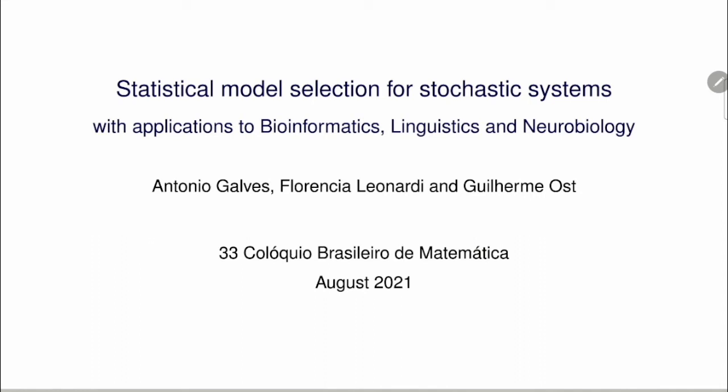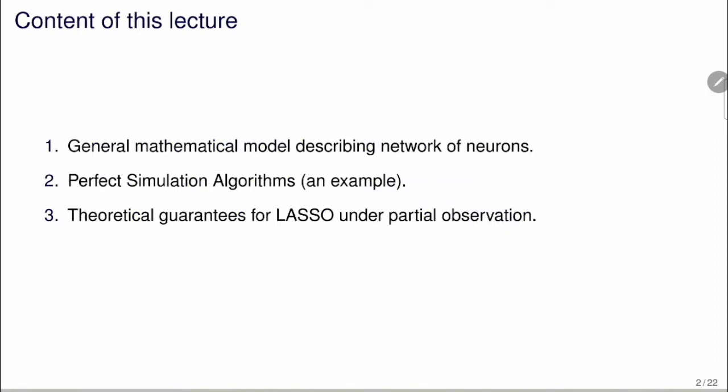Welcome everyone to the last lecture of the course Statistical Model Selection for Stochastic Systems with Applications to Bioinformatics, Linguistics and Neurobiology. In this lecture, we'll be discussing a general mathematical model to describe a network of neurons.